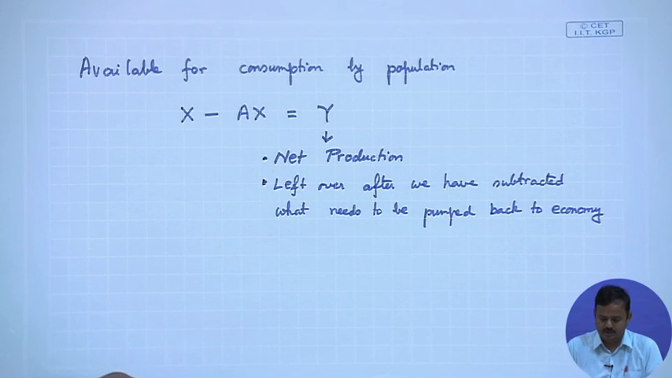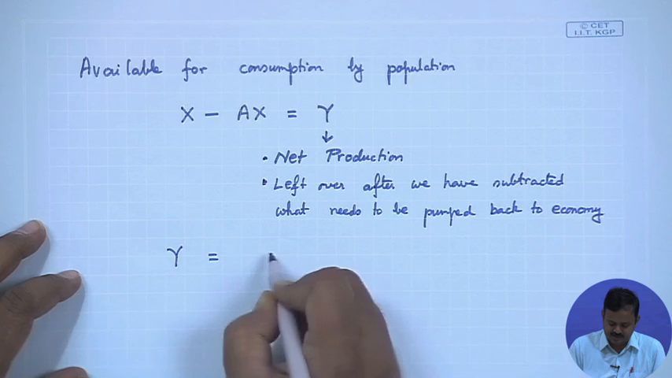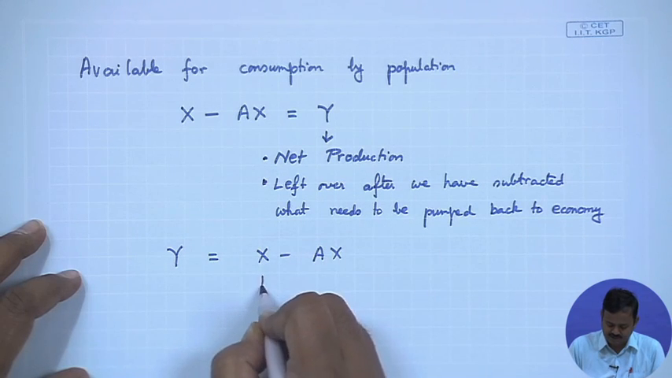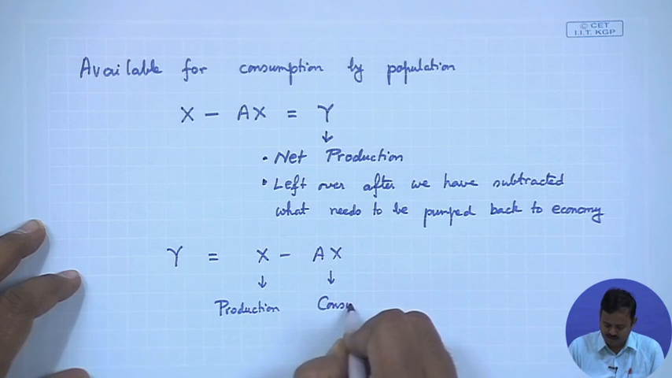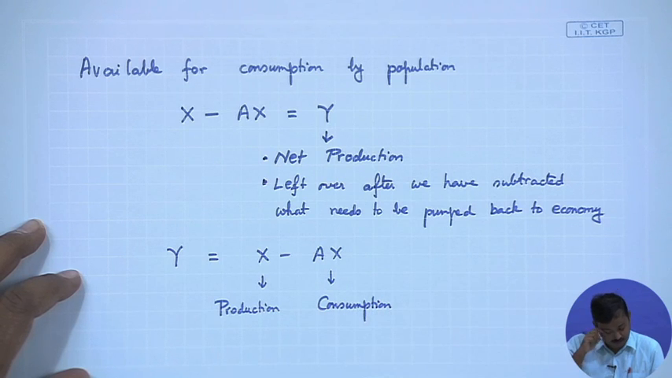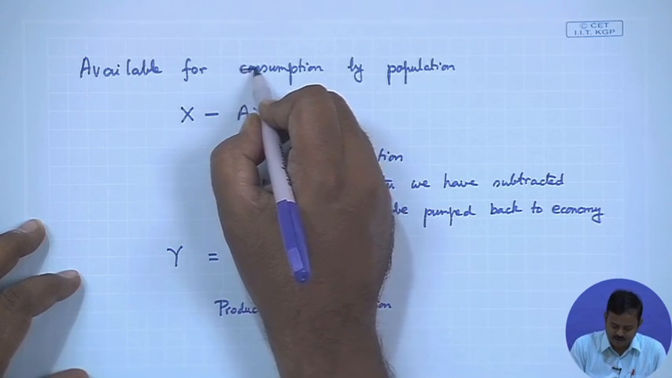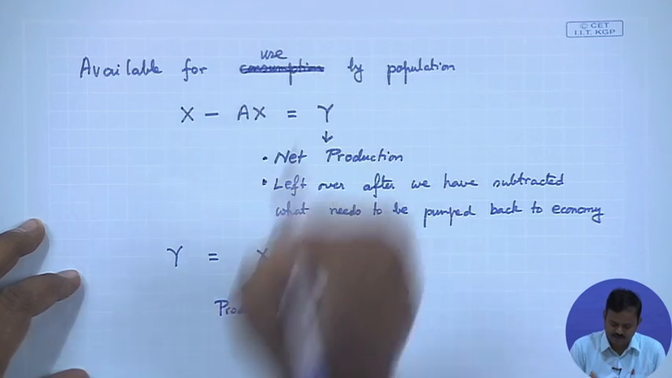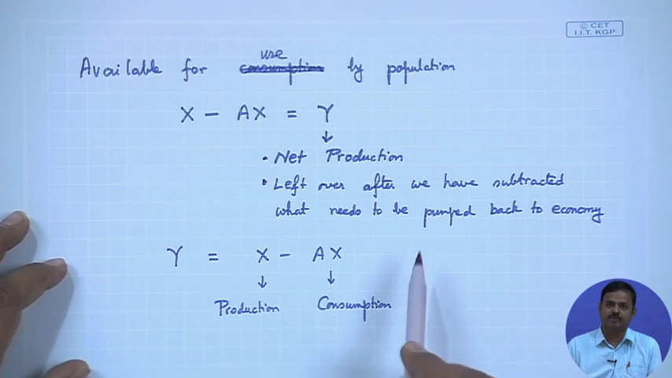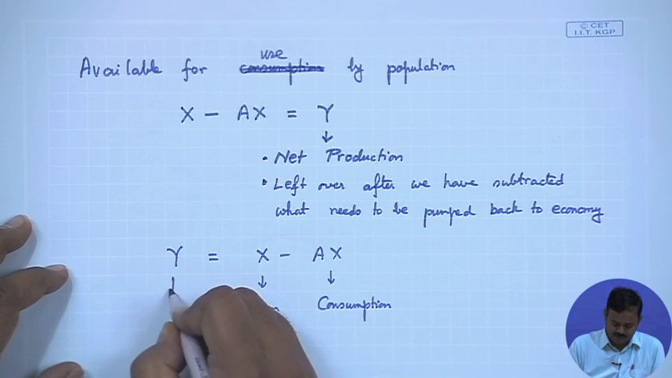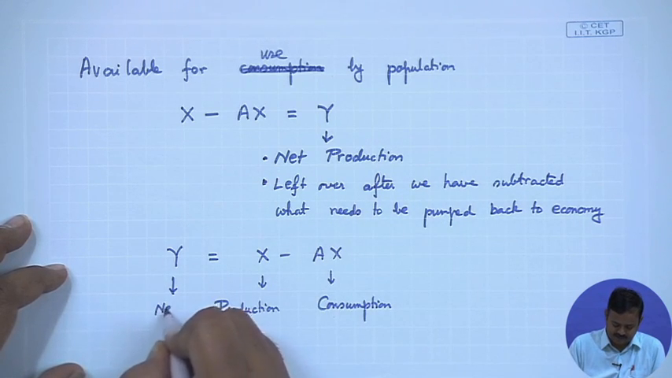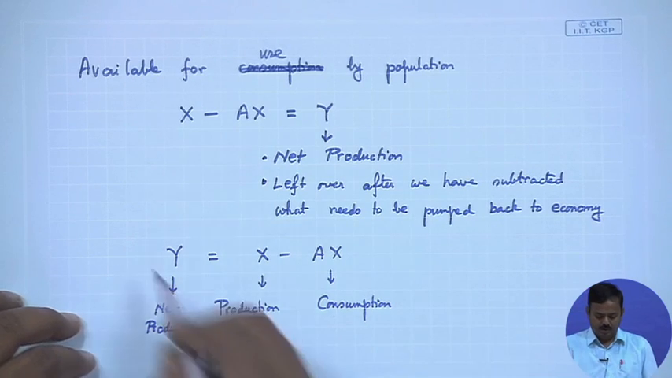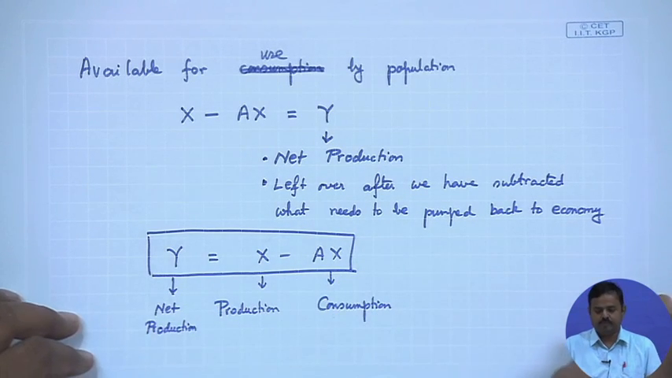All right. So, therefore, y is x minus A x, and I can also write this as production, and this is consumption, okay. Let me remove the word consumption here. And I would say available for use by population, okay, because consumption we are using for what is this A x term, okay. And what is this? This is my net production, as I said. Okay. So, this is a very powerful expression.